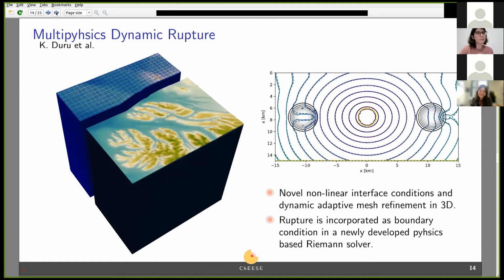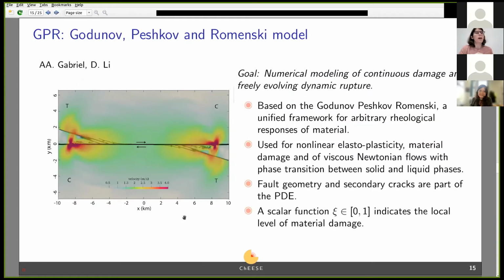Next, we've got the Godunov-Peshkov-Rumensky model. So this is actually a completely new model. For this part of the project, the goal was to model continuous damage and freely evolving dynamic rupture. So the Godunov-Peshkov-Rumensky formulation was completely new at this point, and is also going back to Michael Dumser. And we can now use this in order to see secondary cracks here and here.